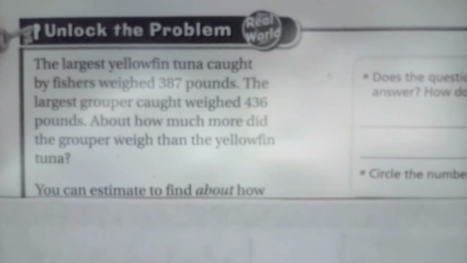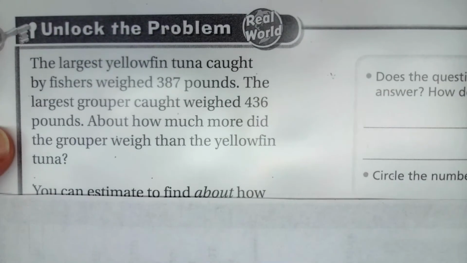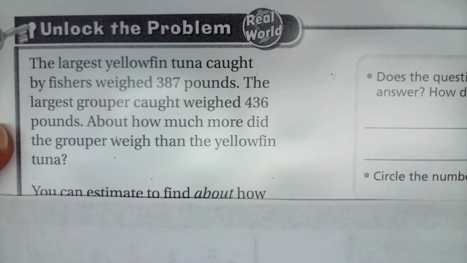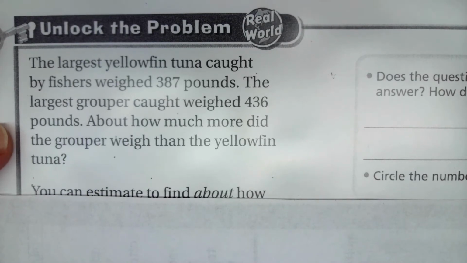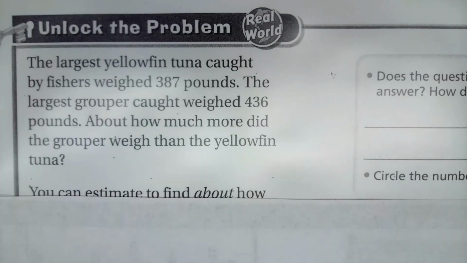It says, the largest yellowfin tuna caught by fishers weighed 387 pounds. The largest grouper caught weighed 436 pounds. About how much more did the grouper weigh than the yellowfin tuna? There's a lot in there. It reminds me of Nemo and the grouper fish making shapes, and I get a little bit confused, so I need to help organize my thoughts.